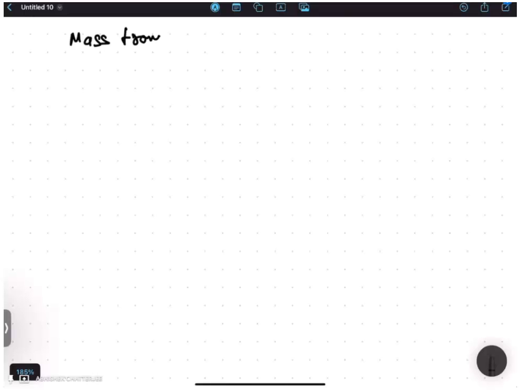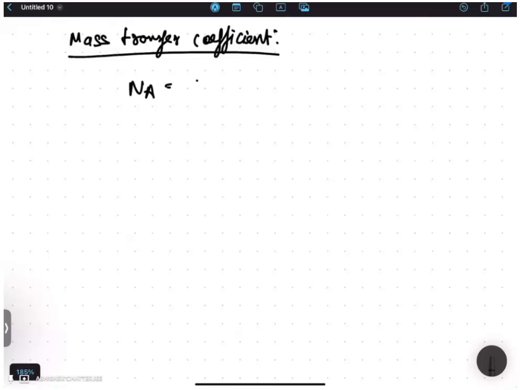So, mass transfer coefficient. We said that we are defining our flux Na, and we have defined it based on a few cases. Now what if those specific cases are not present?